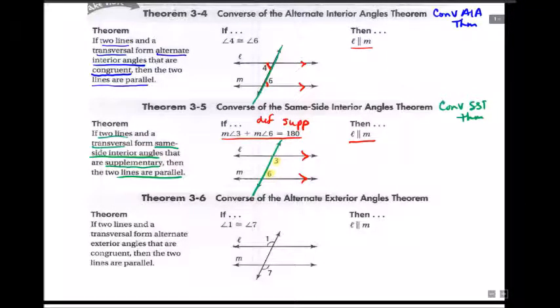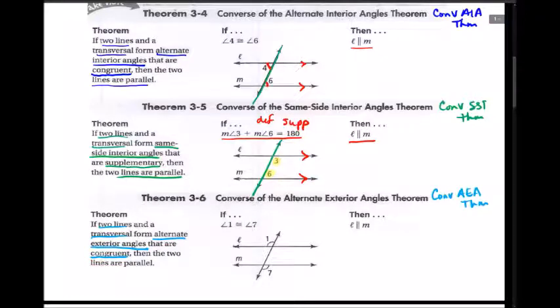And our last one, of course, here is the converse of the alternate exterior angle theorem, the converse of the AEA theorem. And it says, yes, if we have two lines cut by a transversal and our alternate exterior angles are, what was it from last time? That's it, congruent. If our alternate exterior angles are congruent, then our lines are parallel. You're seeing a pattern here.